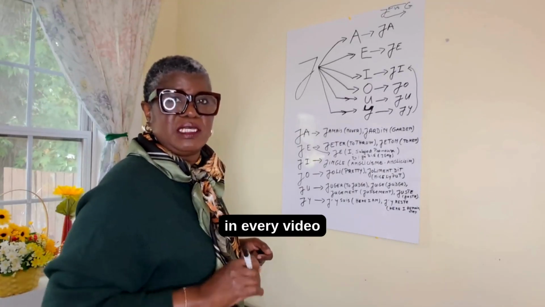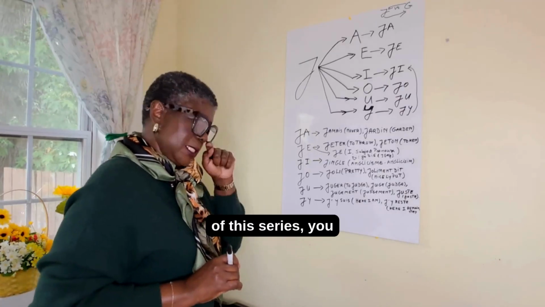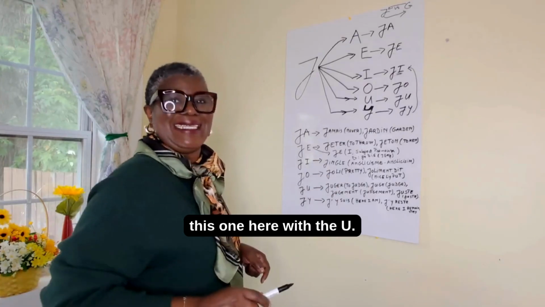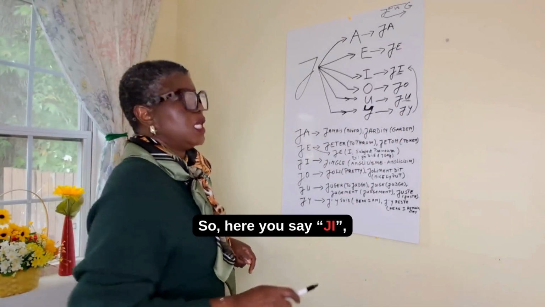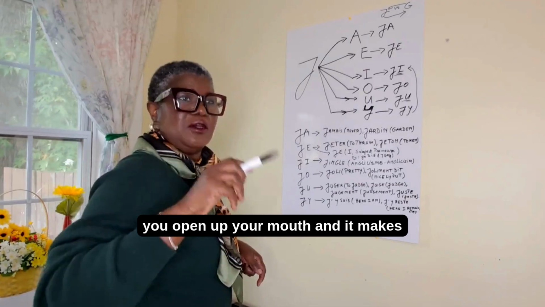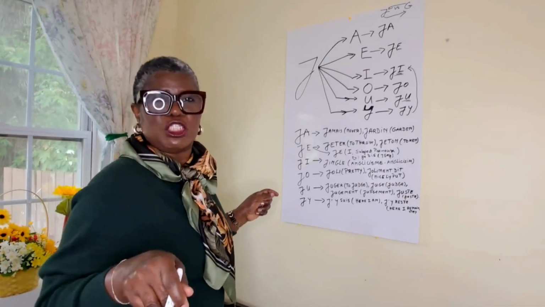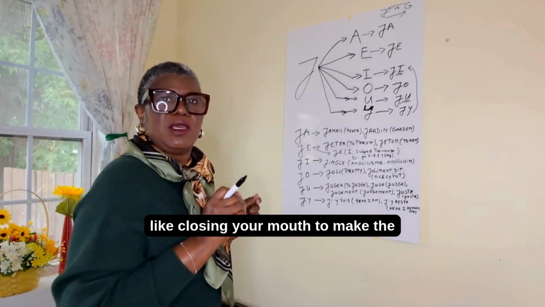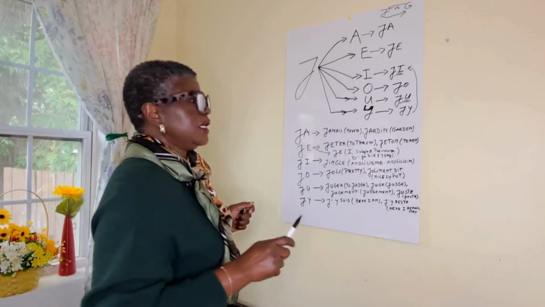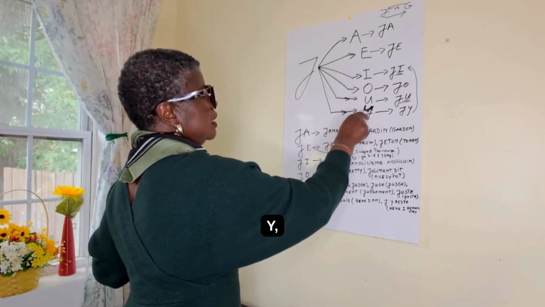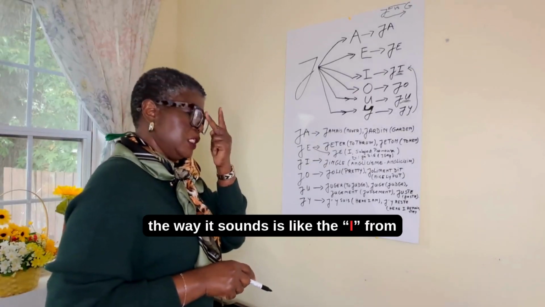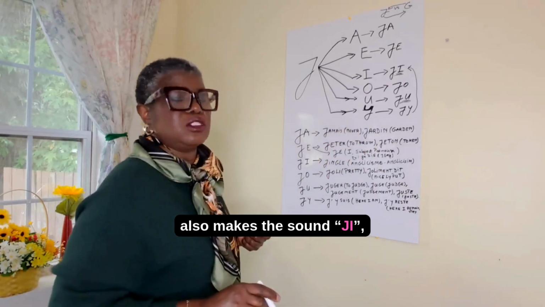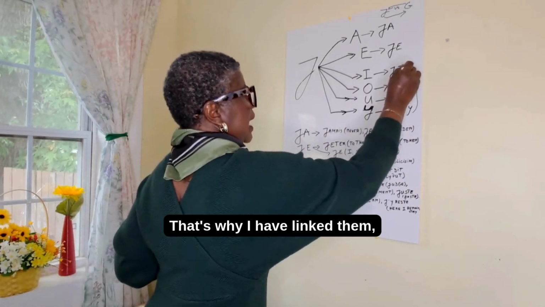Always remember, in every video of this series, you will see that I always emphasize the difference between this sound here with the E and this one here with the U. So here you say je, you open up your mouth and it makes a bird-like sound, je. And here is ju, ju. You go forward, like closing your mouth to make the sound U, ju. Okay? And G plus Y, just the way it sounds, is like the E from the Greek language, it also makes the sound ji, like this one here. That's why I have linked them.